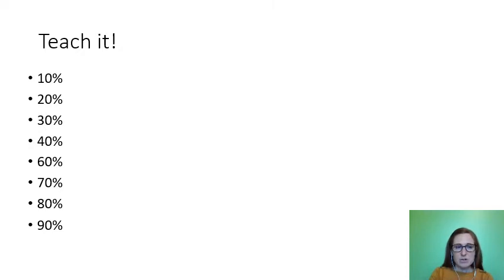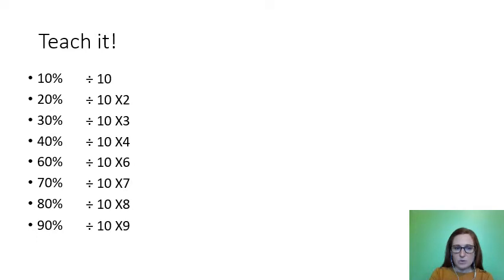Okay, let's move on to the multiples of 10%. To find 10%, we can divide by 10. So to find 20%, we can divide by 10 and then multiply it by 2. 30% divide by 10, multiply by 3. 40% divide by 10 and multiply by 4. And the pattern goes on. If you'd like to write these down, pause the video and write them down now.